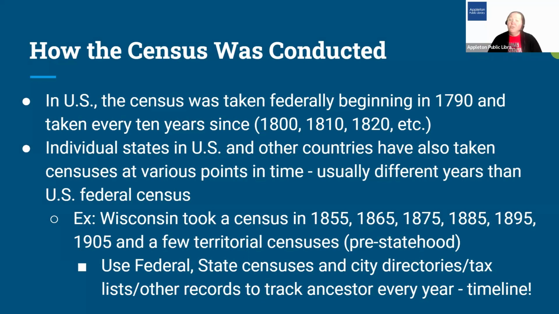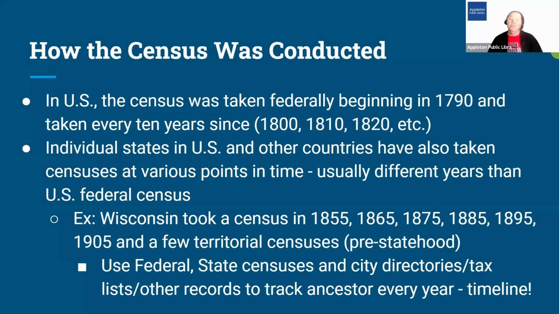And then of course there are individual states in the United States and other countries that have also taken censuses at various points in time, usually in different years than the US federal census. So for example, Wisconsin as a state took a state census in 1855, 1865, 1875, 1885, 1895, and 1905, as well as a few territorial censuses. Before they became a state in 1848, they took a few territorial censuses.